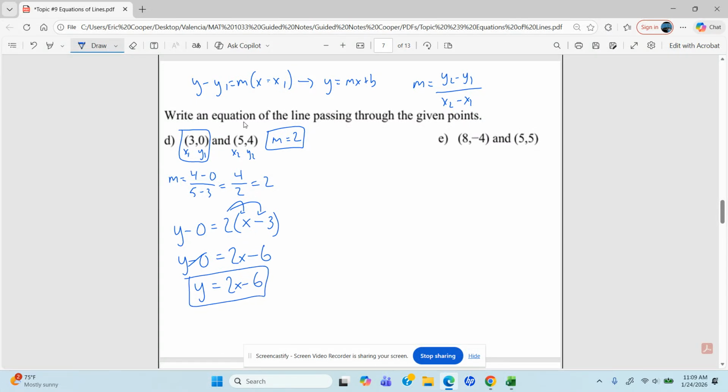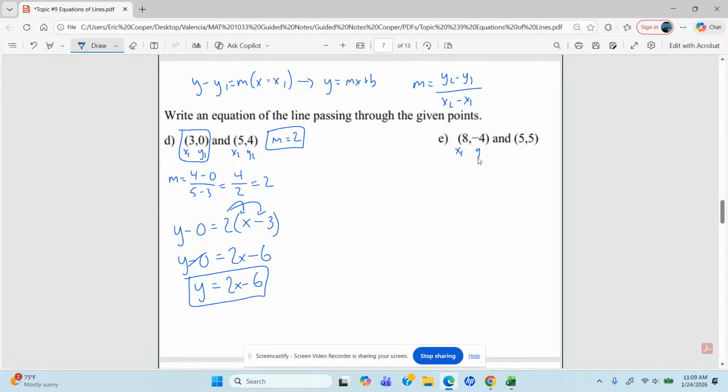And again, I should be able to plug both of these points in here and it come out to be true. So for example, 3, 0, if I plug in 3 for x, 3 times 2 is 6. 6 minus 6 gives me back 0. And then for this one, 5 times 2 is 10. 10 minus 6 gives me back 4. So I know that is a good solution. Let's do the same over here.